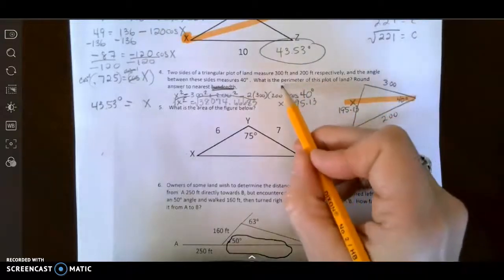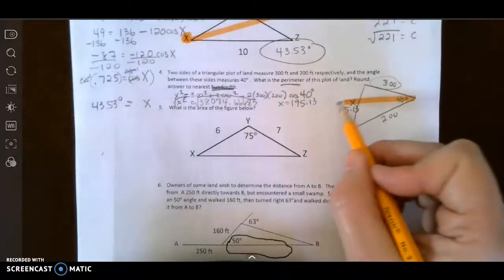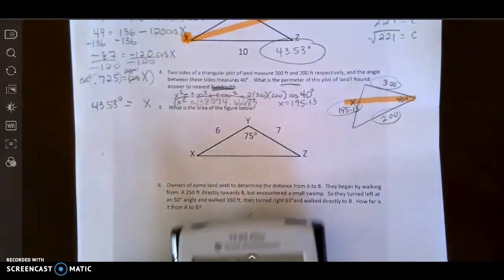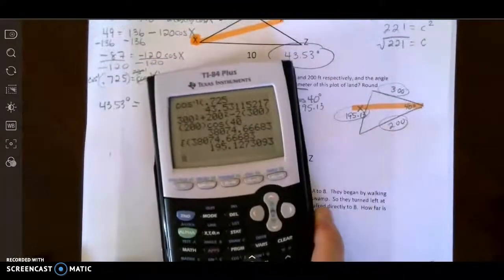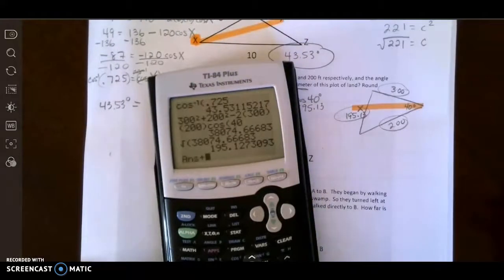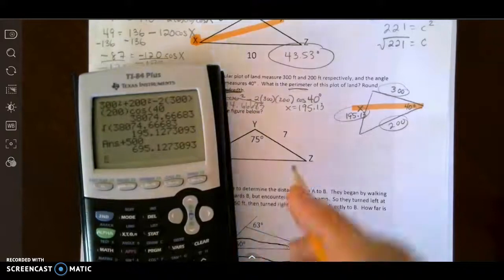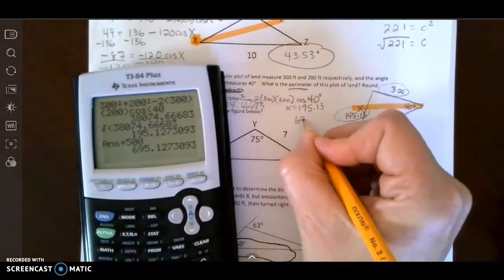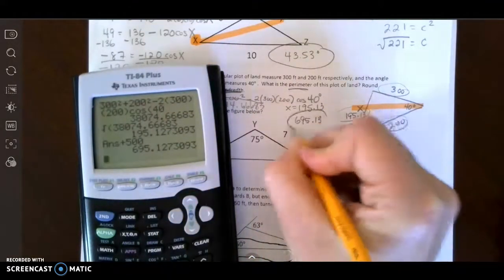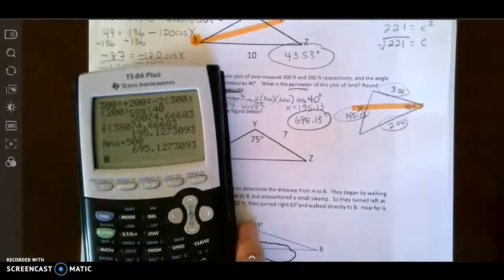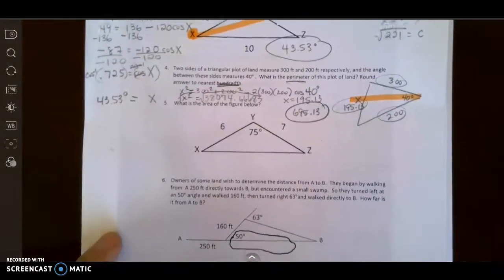But since it asks for the perimeter, I need to add up these 3 numbers. So I'm going to add 500, because 300 and 200 is 500. And that is my perimeter. 695.13 is my perimeter. Okay, let's look at number 5.